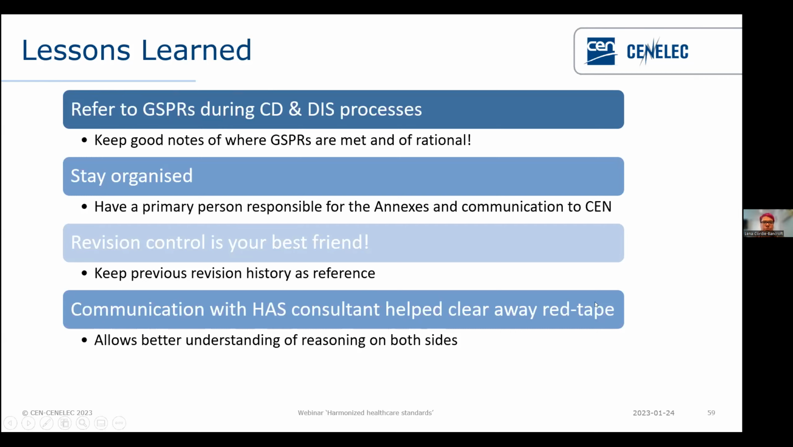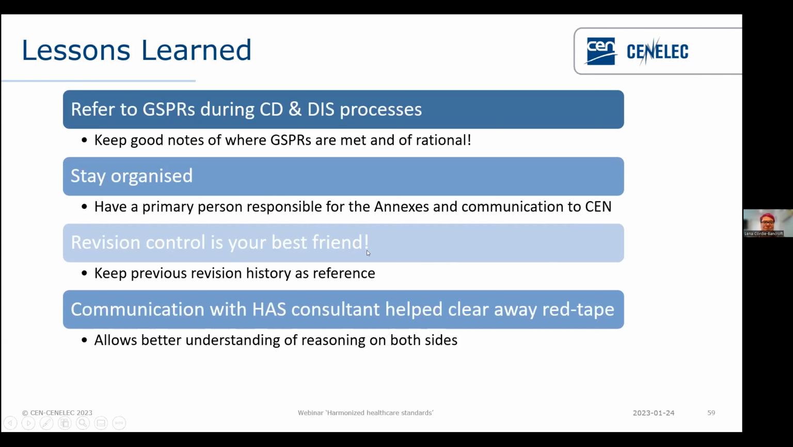Having a primary person responsible for the annexes and that communication between the working group and CEN/CENELEC is vital. It really just streamlines the process and eliminates any miscommunications and problems. I know that seems pretty basic, but when you're in the midst of doing the Annex Zs, and we all know how long the standard process can take, it's just something important to keep in mind while you're in that process.